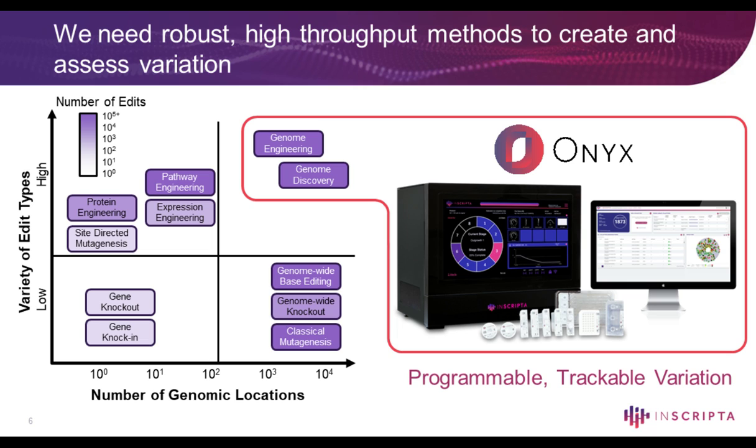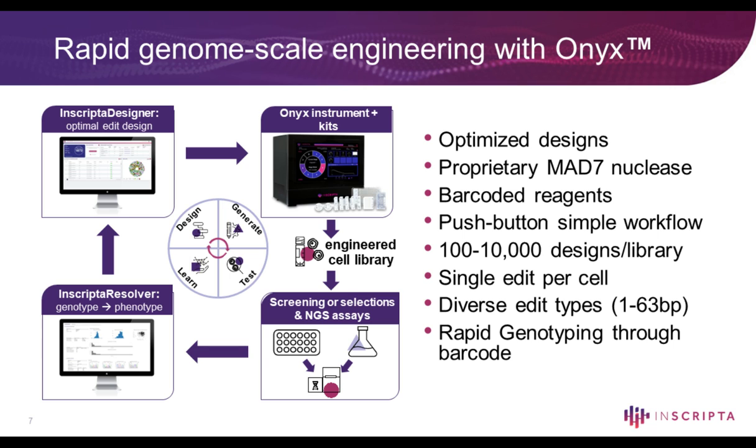The Onyx platform provides the ability to create and track a wide variety of precise edit types across the genome. And this current version of the Onyx platform has been developed for E. coli and for Saccharomyces cerevisiae. The Onyx platform is designed in such a way to enable you to make libraries of variants with extreme ease.